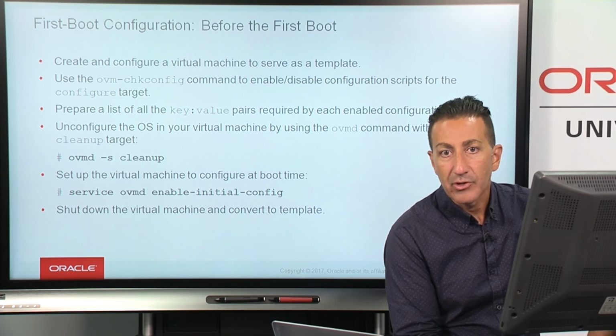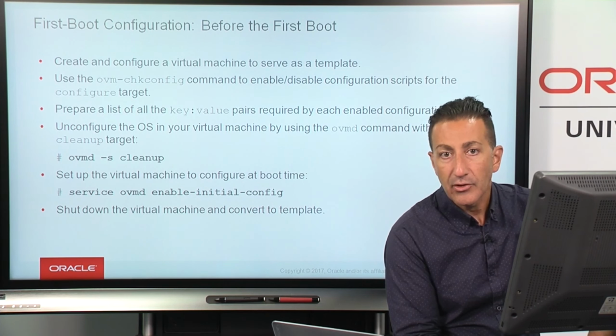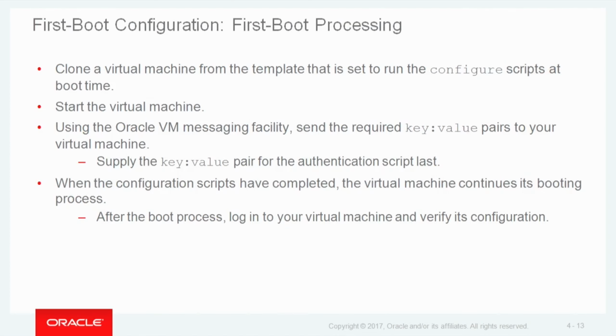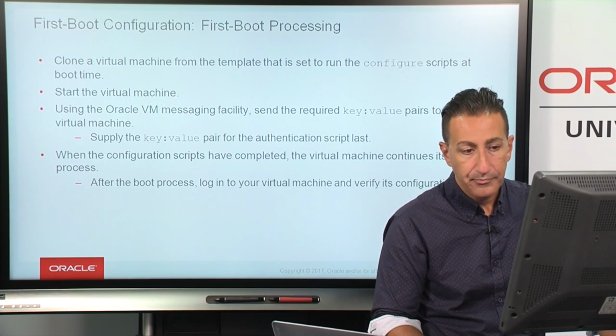After that, you set up the virtual machine to configure at boot time. With the service ovmd, you enable the initial config in this way, and you shut down the virtual machine and convert it to a template. Next, after you clone the virtual machine, you start the virtual machine. You use this utility or facility for sending messages, and when the configuration scripts have completed, the virtual machine continues its booting process. So after the boot process, you need to log into the virtual machine and verify this configuration.